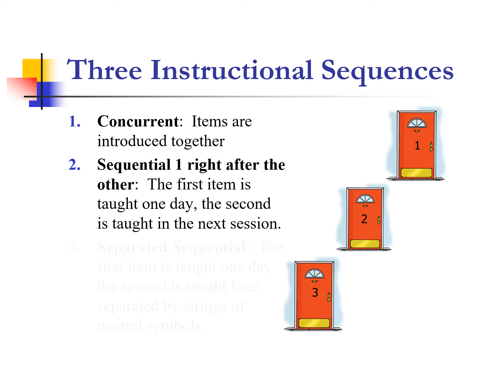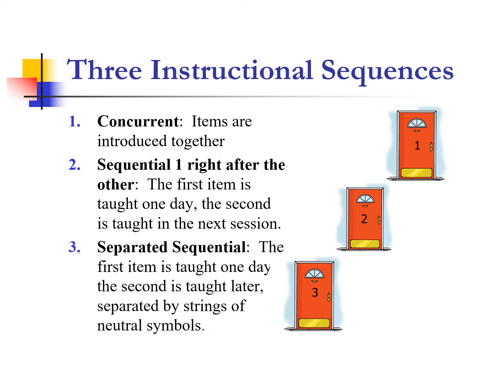And the third group was given a kind of separated sequential introduction. That is, Dalet was introduced on September 1st, and Reish was introduced in November. Bet was introduced on September 20th, and Kaf was introduced in January. And they were separated by lots and lots of neutral symbols that the students wouldn't confuse.